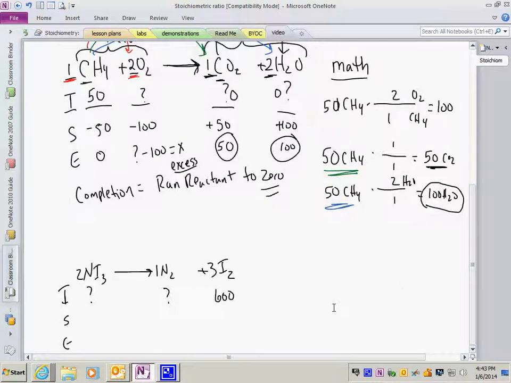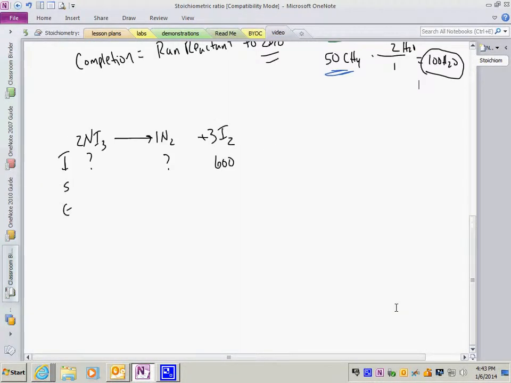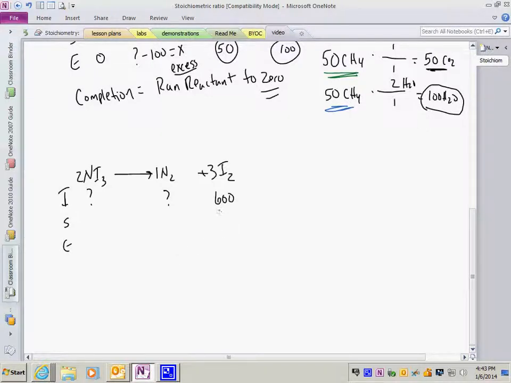So my bottom problem here, I can easily start, let's just say, from the back side and say, well, if I produce this much iodine vapor, how much of this would I get produced and how much of this would I need as well? Just by linking together my coefficients. My first calculation will be from here to here. This is going to be 600 I2s, and get rid of I2 and go to N2. What coefficients do I use? 3 I2s, 1 N2. 600 divided by 3 is 200 N2s.